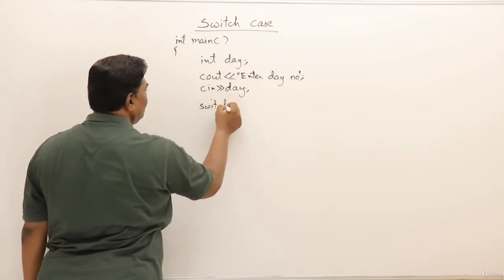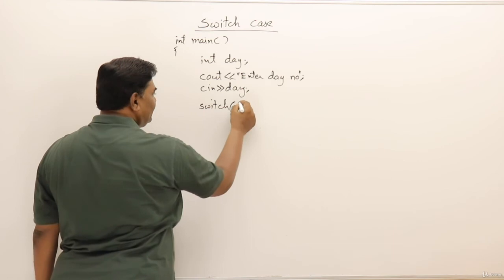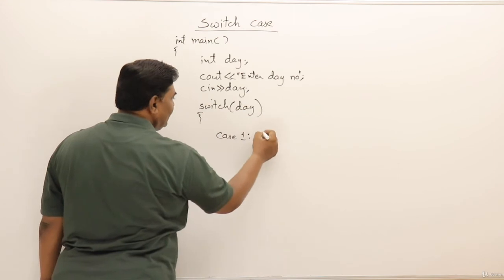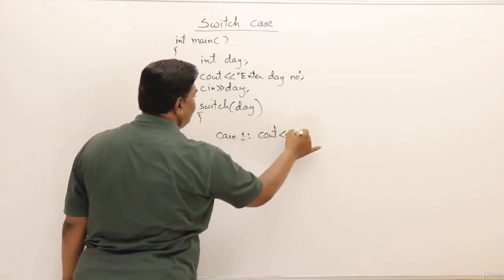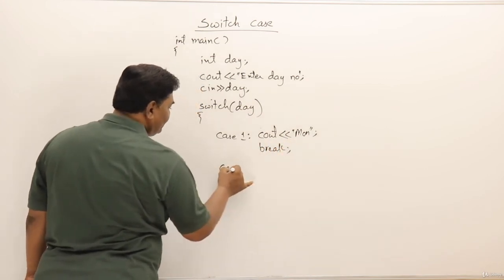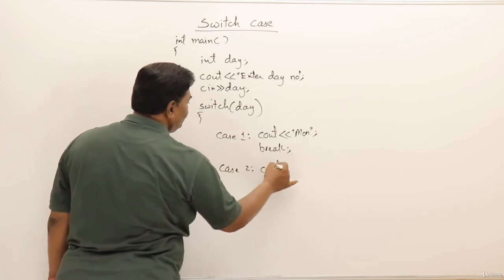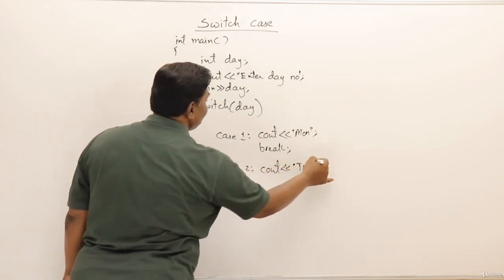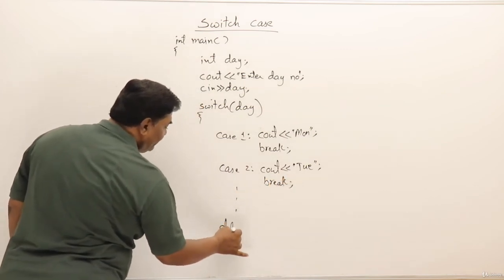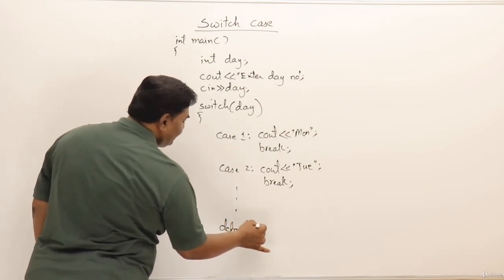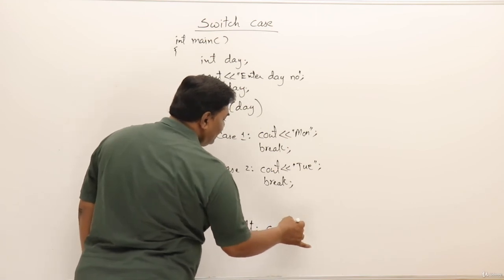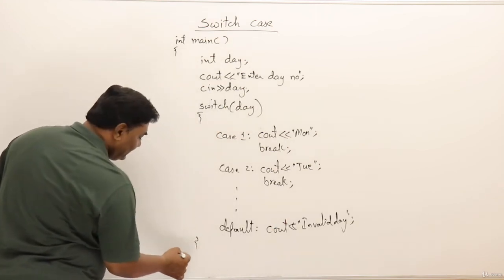switch. See, whatever the value given for day, in case it is 1, then cout Monday and break. Then case 2, cout Tuesday and then give break. It goes on. Default, if it is any other value, other than 1 to 7, for which days exist, we can say cout invalid day. Close. End of the program.